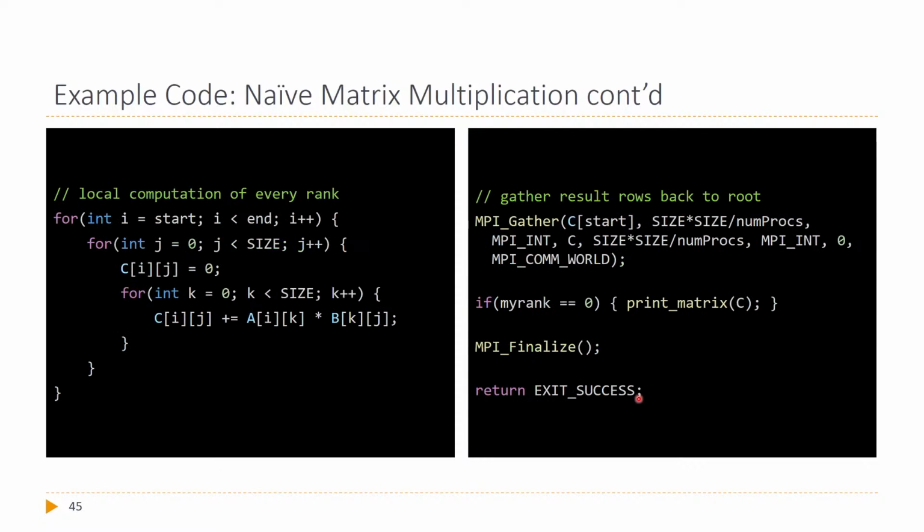Now that we distributed all the data, we can do the actual computation. So everybody starts at their own starting point and ends at their own ending point, which are different for every rank. And then we just do our normal matrix multiplication. I'm not going to go into details. You should know how this works. If you don't, just read it up on the internet. There's a ton of examples.